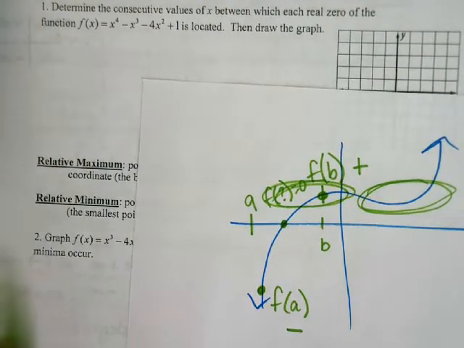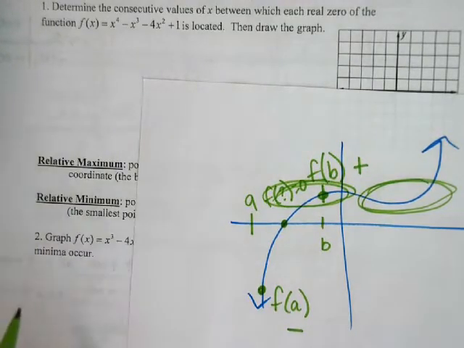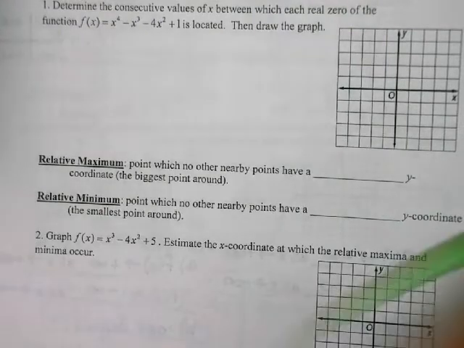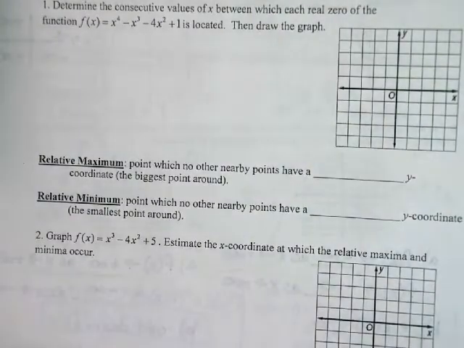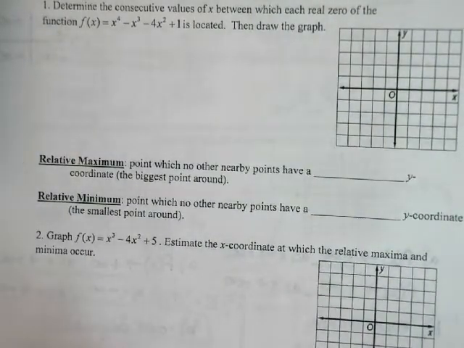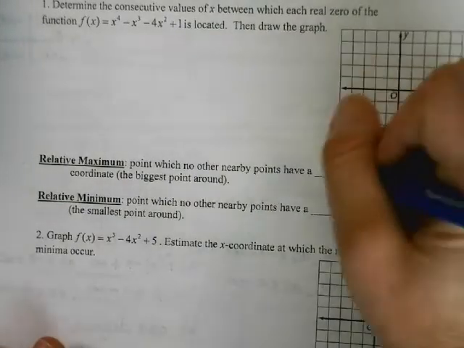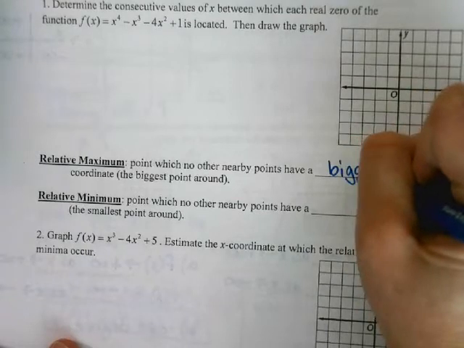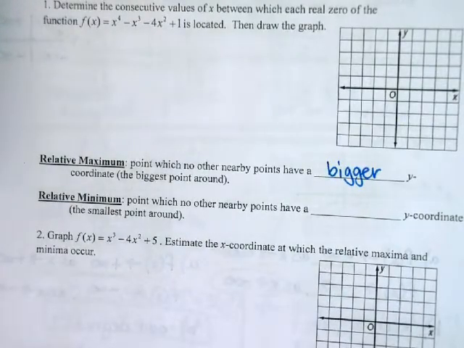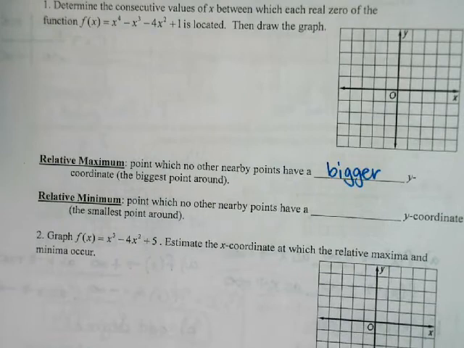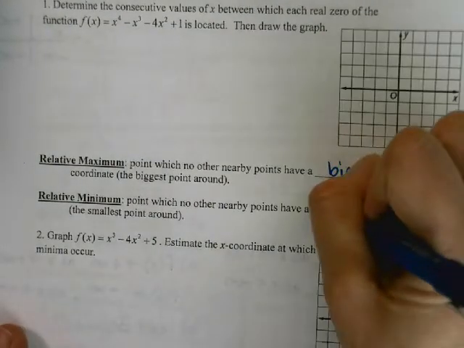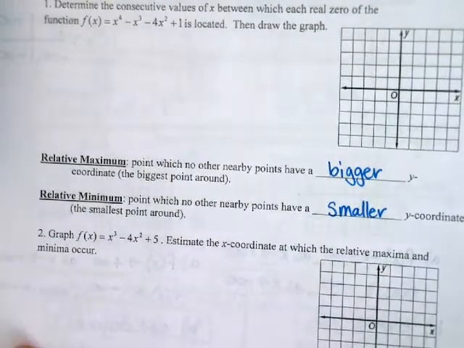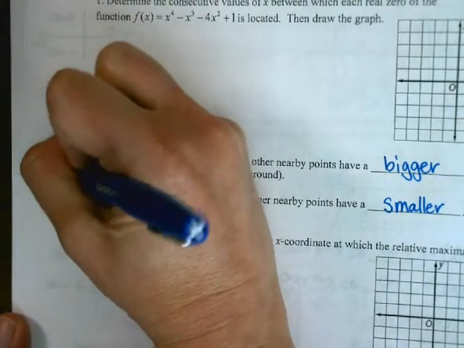So we get these things called relative maximums and relative minimums. Think about them as peaks and valleys. Okay? So the relative maximum is a point which no other nearby points have a bigger y-coordinate. And a relative minimum is a point which no other nearby points have a smaller y-coordinate. He's the smallest guy around. Again, think about peaks and valleys.